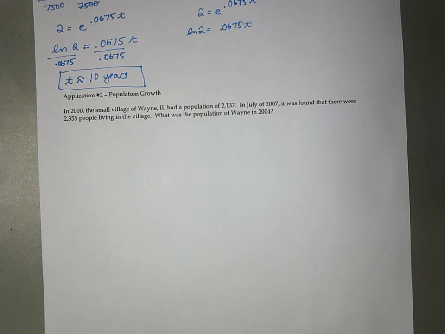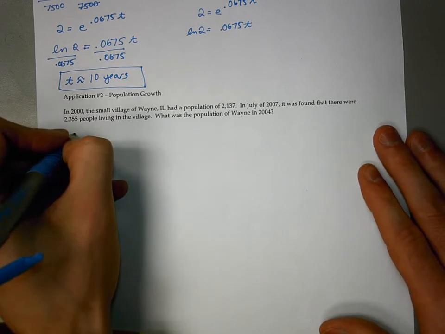The second example is a population growth problem, where I know a starting amount, I know an ending amount, and I want to know an amount somewhere in the middle. The issue with this problem is I don't know the rate of growth. So the first thing I need to do is solve for r, given the information that I've got. And this is an example where I'm going to use my second format for my exponential growth problem.